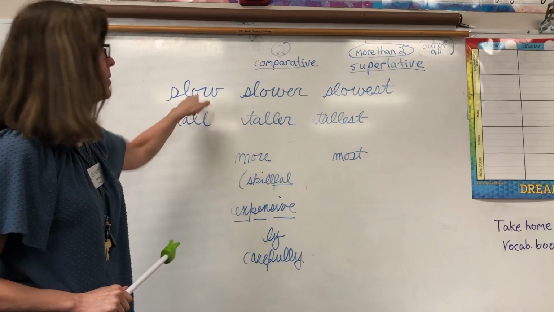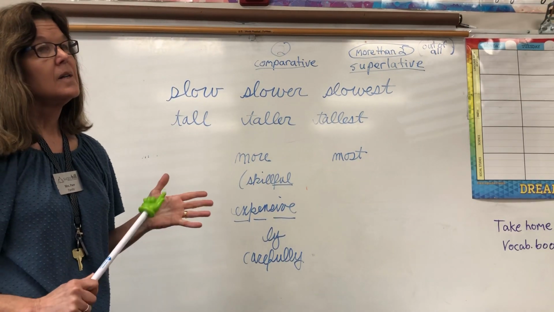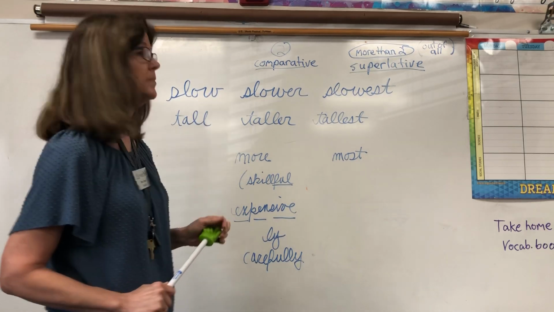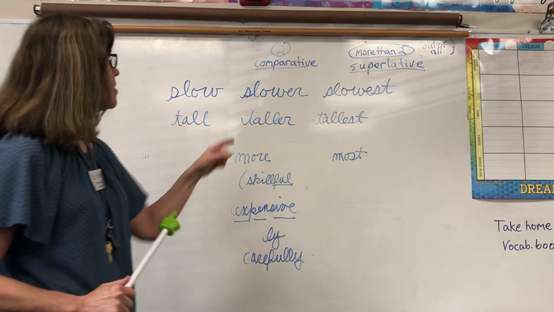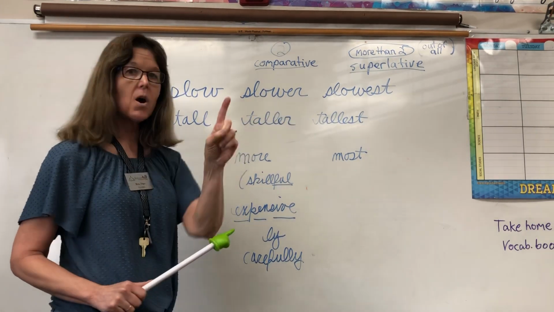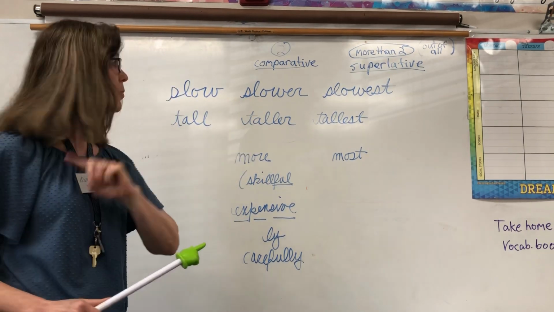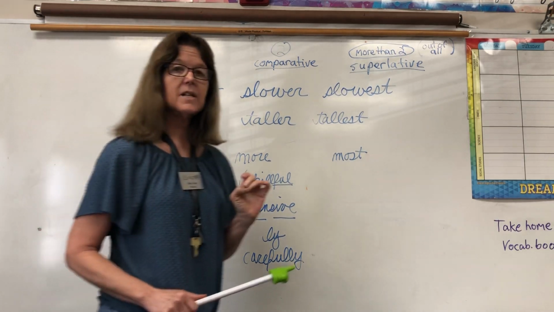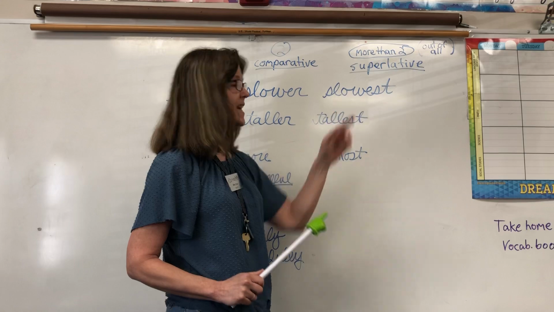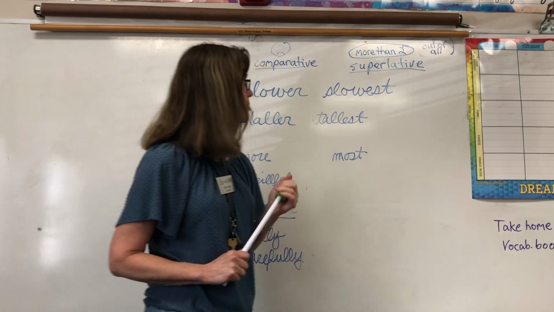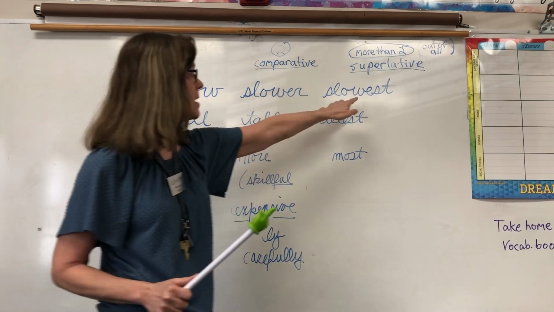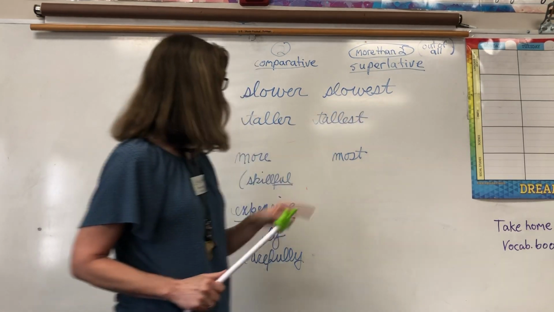Look at slow. The dog was slow. The older dog was slower than this dog, so I add ER because I'm comparing one dog to one other dog. But if I go to the dog park, I might say that older dog was the slowest dog of all of them, out of all of them. So now I add EST.